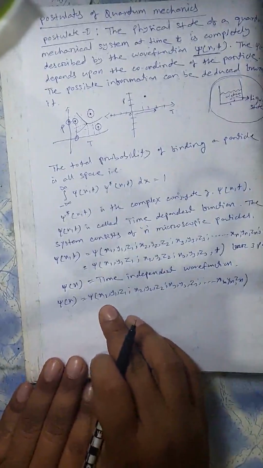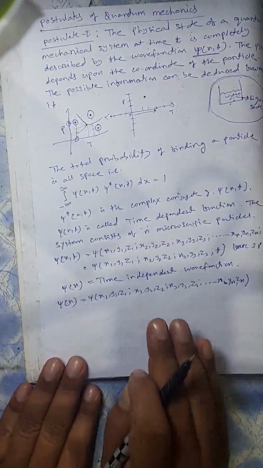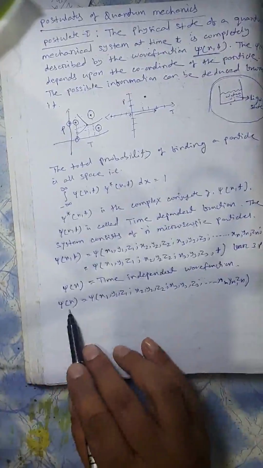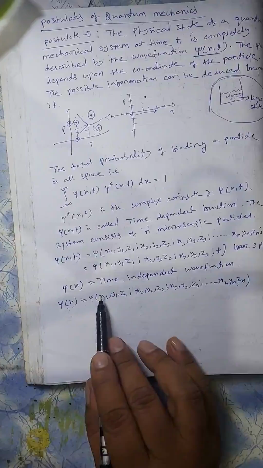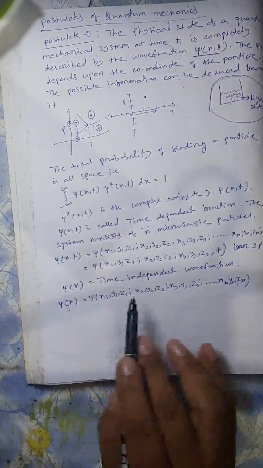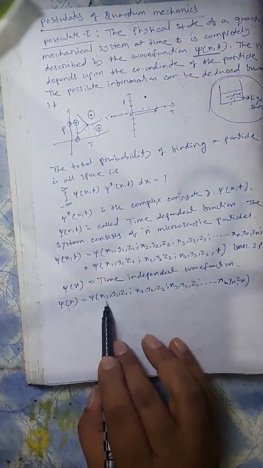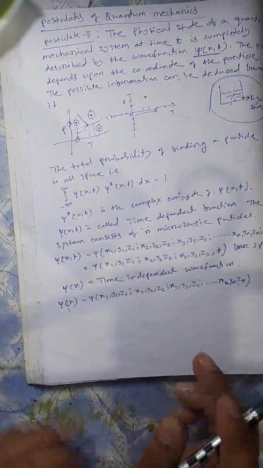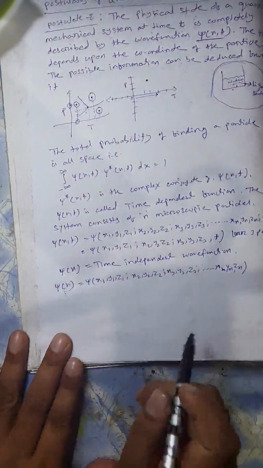time independent wave function. Such a system is said to be in a stationary state, and psi(x) is called the stationary state wave function. In such a case the observable properties of the system do not change with time. If the time changes, the state will not change. It will remain as such, which indicates that it is a stationary state. That means it remains fixed and does not change with time. So this is what is called postulate number 1.